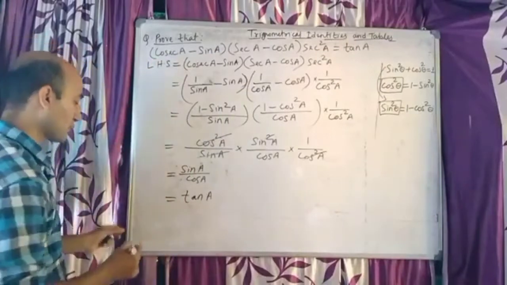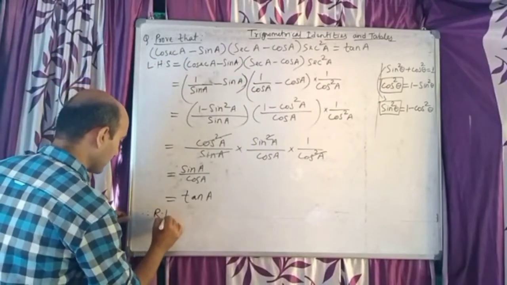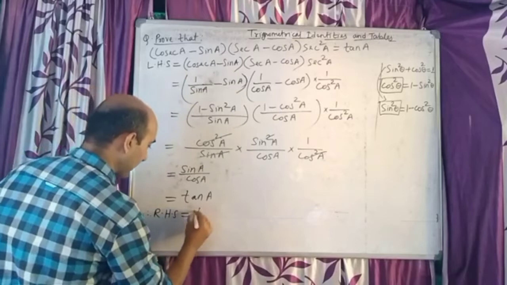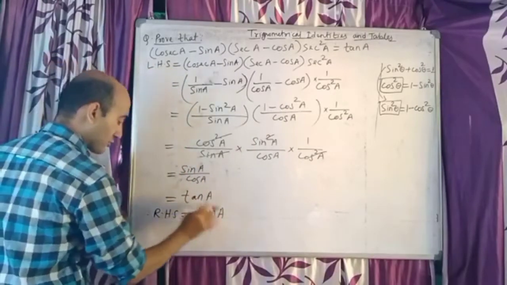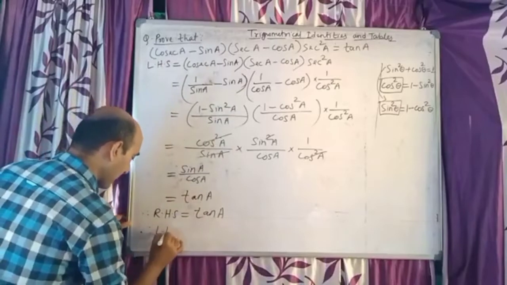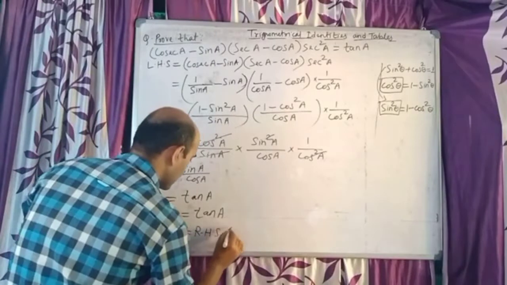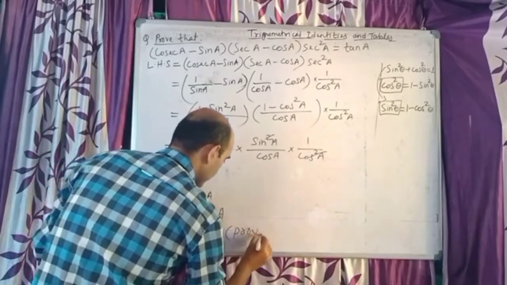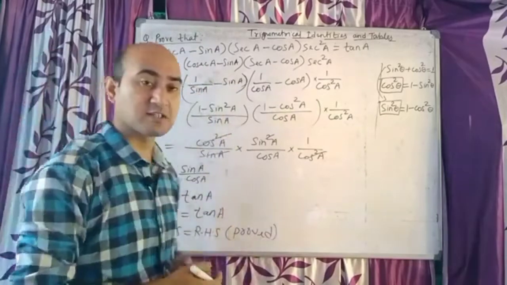Now it is proved. So we can say, therefore RHS equal to tan a. So LHS is also tan a, RHS also is tan a. Finally LHS is equal to RHS, proved. So children, answer is already given in the question itself.